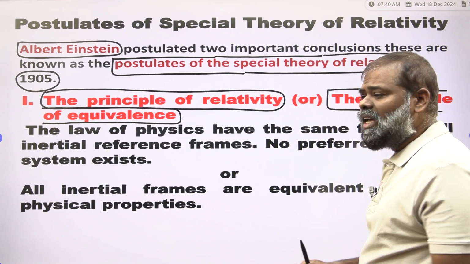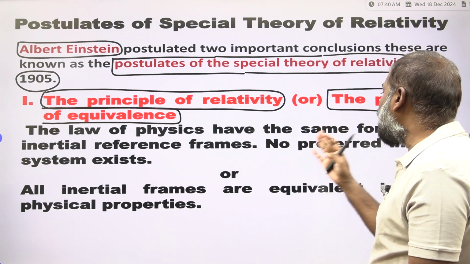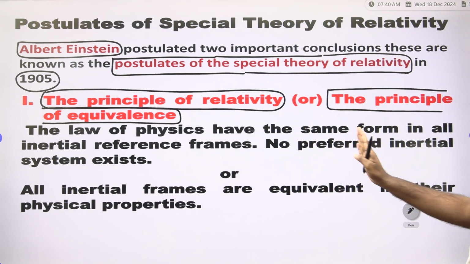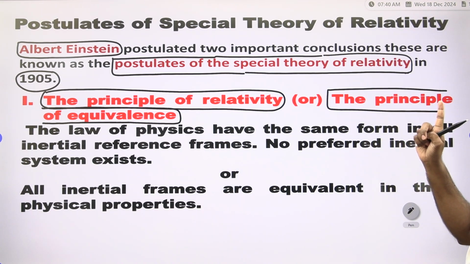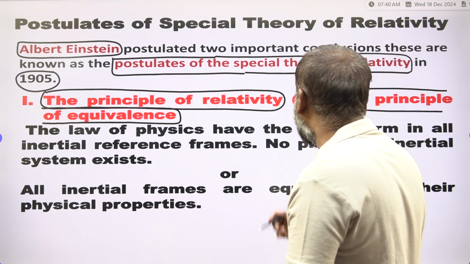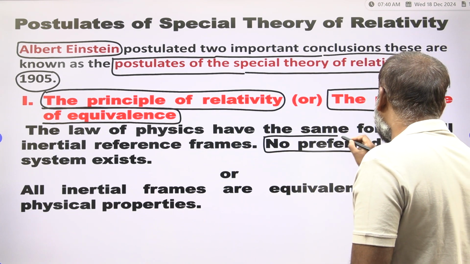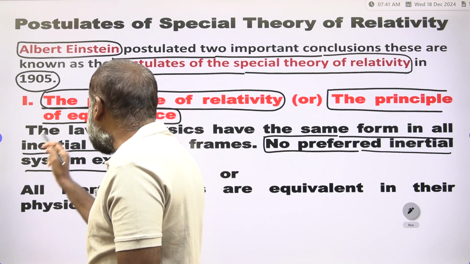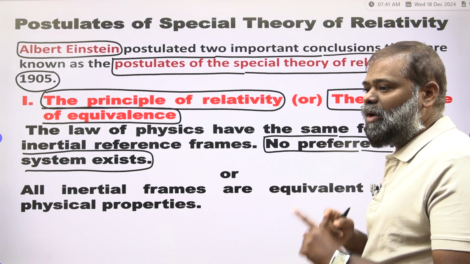Take any law of physics; the laws of physics have the same form in all inertial frames. Therefore, no preferred inertial system exists. This is very, very important. The principle of equivalence says there is no preferred inertial system. Otherwise stated, the laws of physics have the same form in all inertial frames of reference.